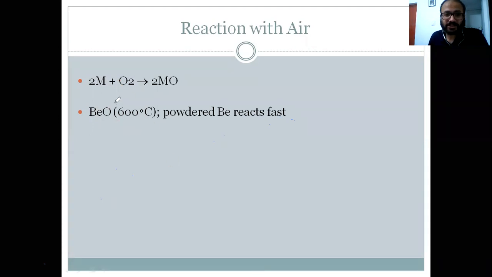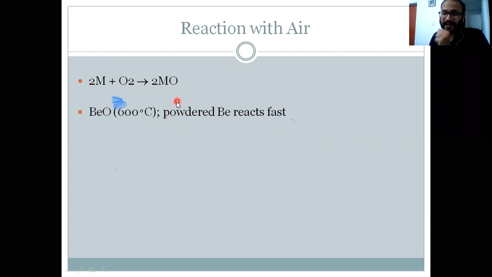a temperature equal to or greater than 600 degrees centigrade. If you keep the temperature below 600 degrees centigrade, this reaction won't happen. However, if you take a very big piece of beryllium and try to react it at this temperature, the reaction would be almost reluctant to move forward.